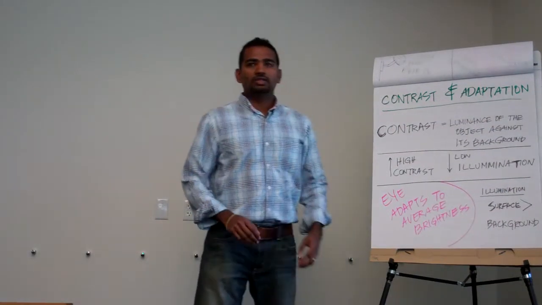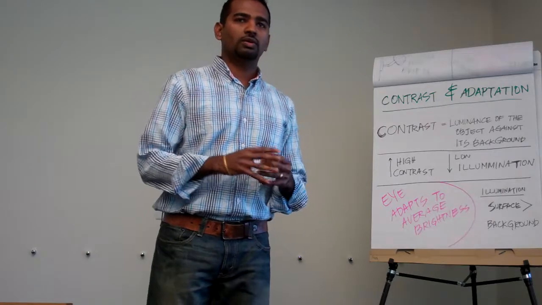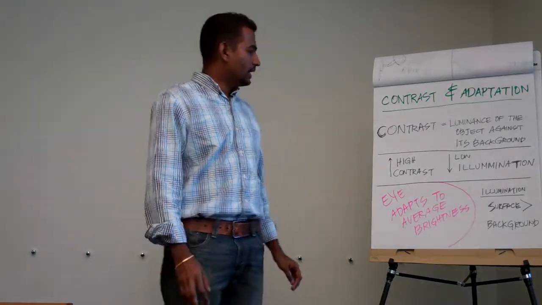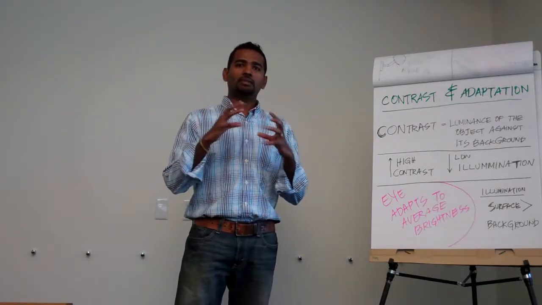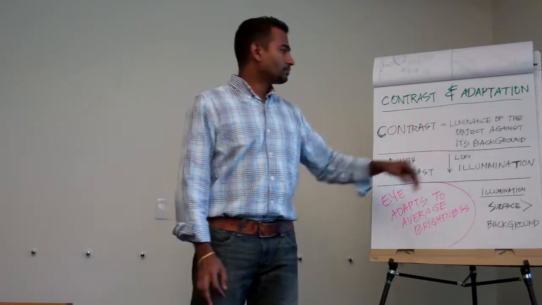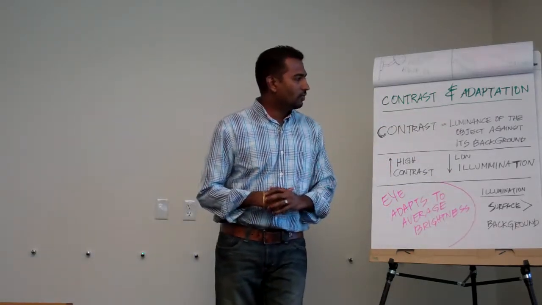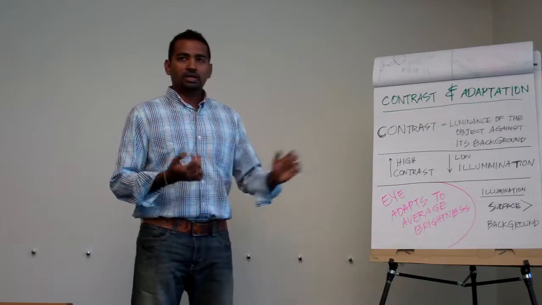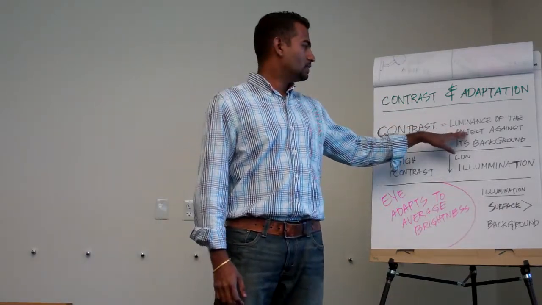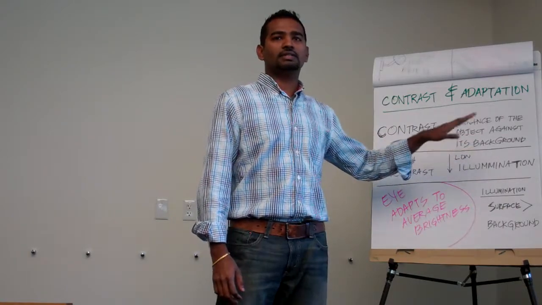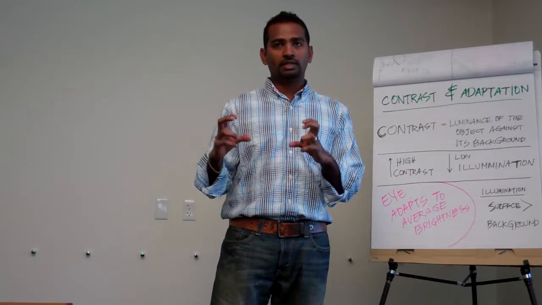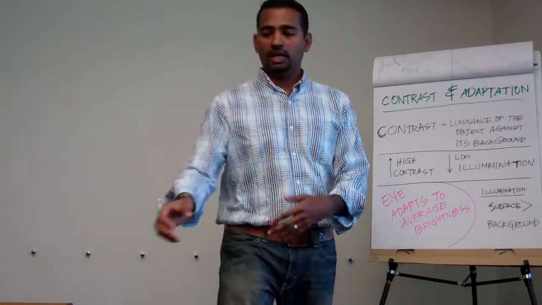All right. So before we get into what light sources, what amount of light that we want on our work surfaces, let's try to understand some other basic concepts of lighting. Contrast and adaptation of our eye. Contrast is simply defined as the luminance of the object against its background. Luminance is again brightness of an object against its background.